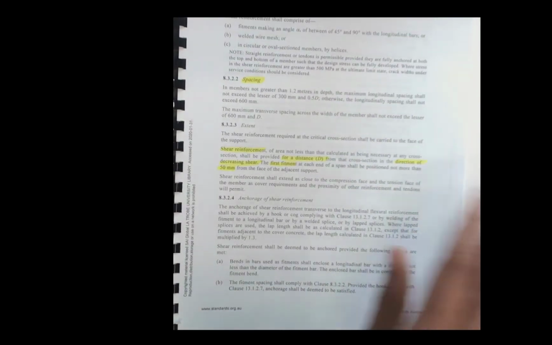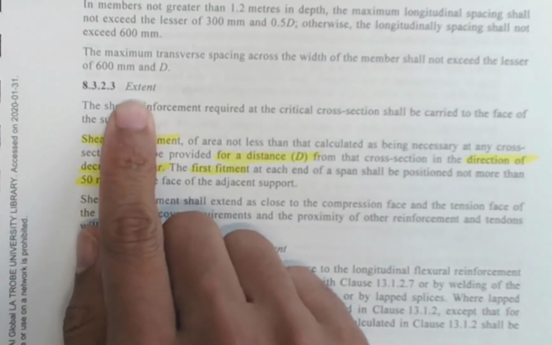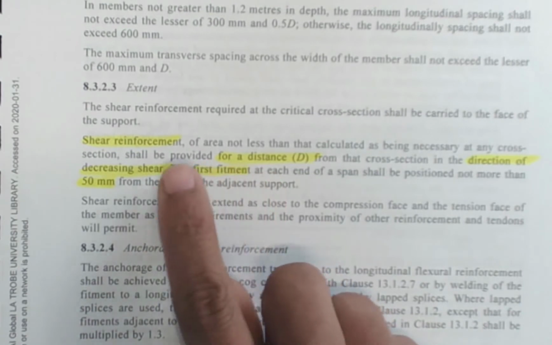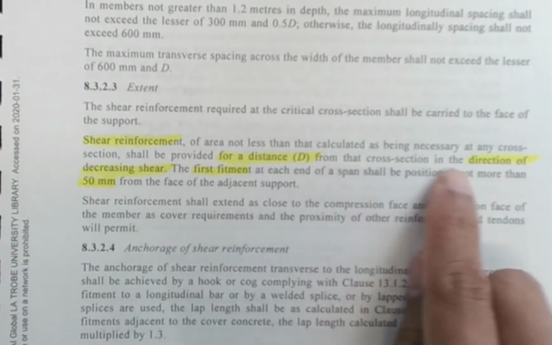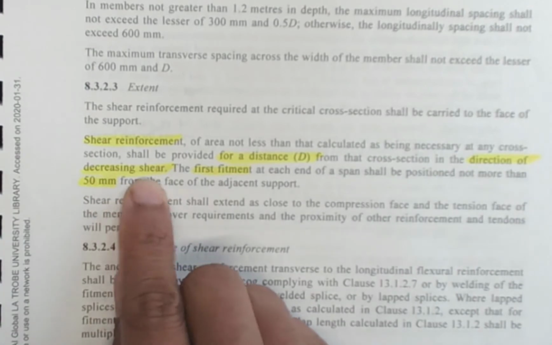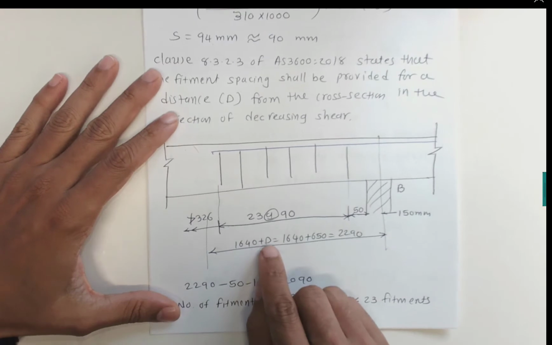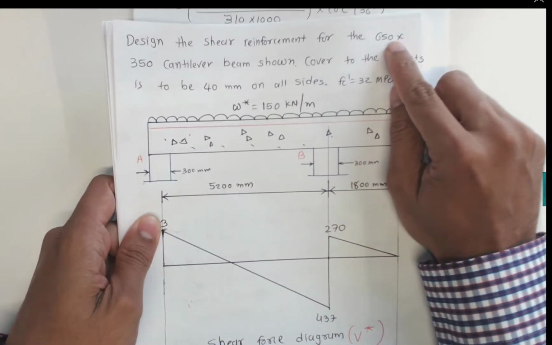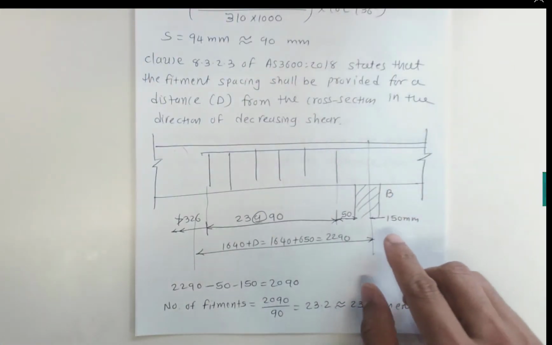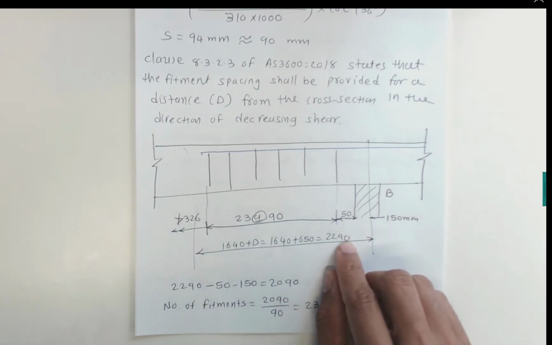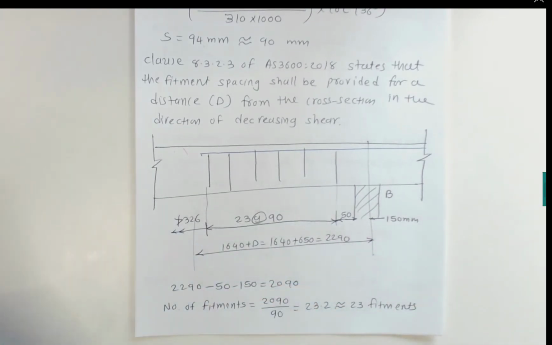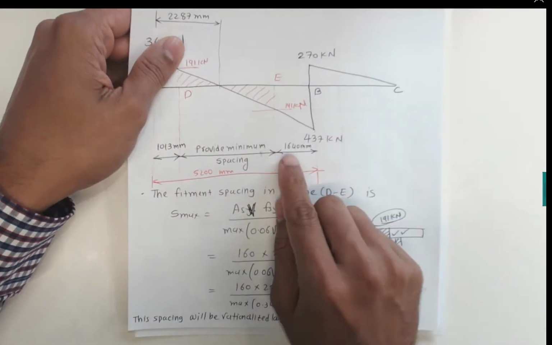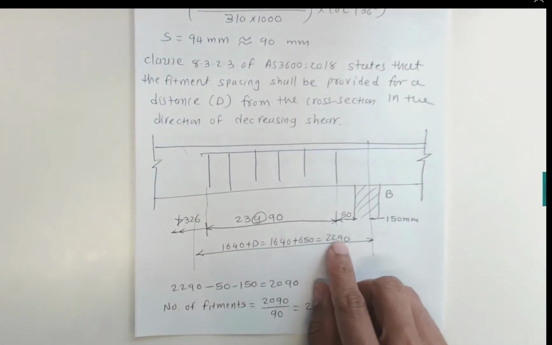If you check clause 8.3.2.3 on page number 125, it is clearly mentioned that we need to provide this distance D in the direction of decreasing shears. Based on that clause, we can add 650, as D is given in the question as 650 millimeters. So 1640, coming from here, plus 650 gives us 2290.